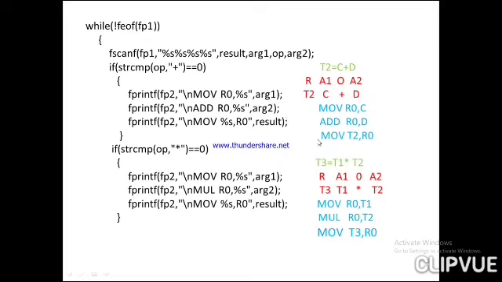Then move, then percentage f first, that is the result. What is your result? T2. So T2, then comma R0. So it is just a printf statement, nothing else you are doing here. Okay, so that is for when the operator is plus. If the operator is star, again the same three instructions we are printing. Nothing else we are doing. Three instructions we are printing by using a printf statement.